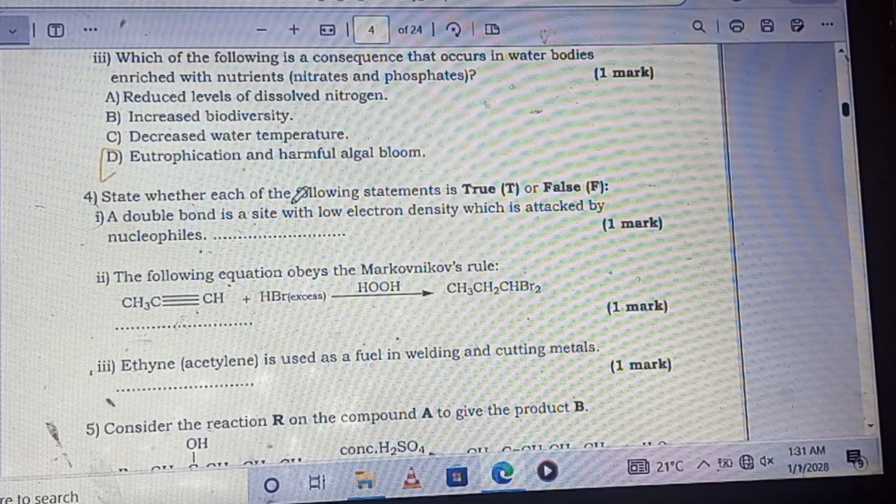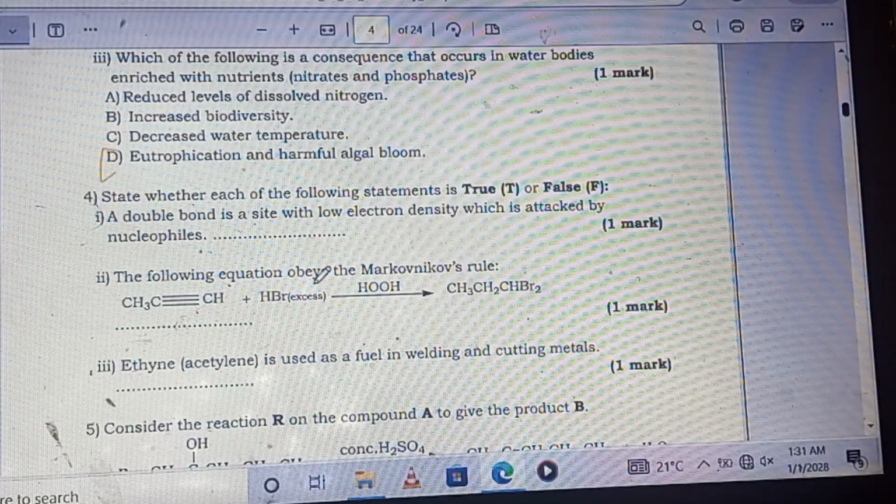Question 4. State whether each of the following statements is true or false. I. A double bond is a site with lower electron density which is attacked by a nucleophile. The correct answer is false, because double bonds are electron rich and are attacked by electrophiles.